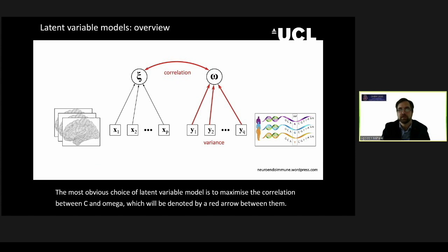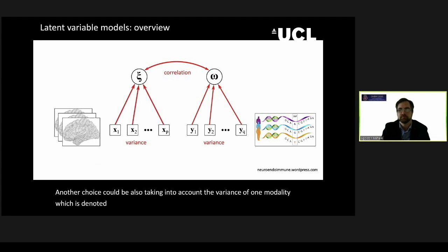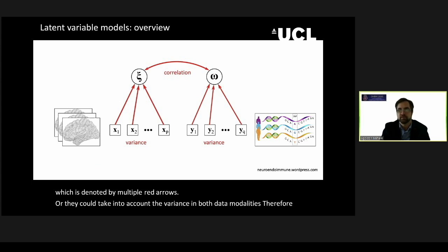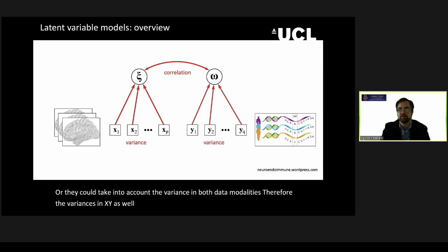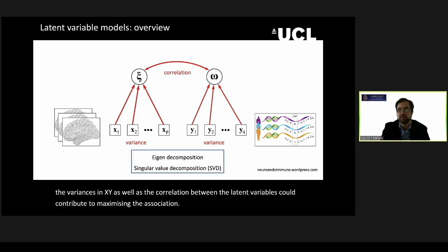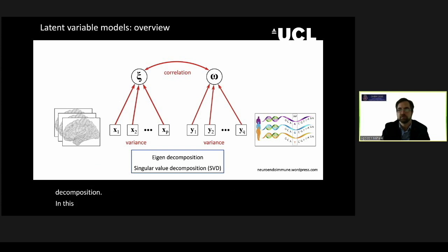Another choice could be also taking into account the variance of one modality, which is denoted by multiple red arrows. Or we could take into account the variance in both data modalities, therefore the variances in X, Y, as well as the correlation between the latent variables could contribute to maximizing the association. It turns out that all these choices of models can be seen as eigenvalue problems, and therefore they can be solved by eigendecomposition or singular value decomposition. In this talk, I will present the solutions by singular value decomposition, or shortly SVD.